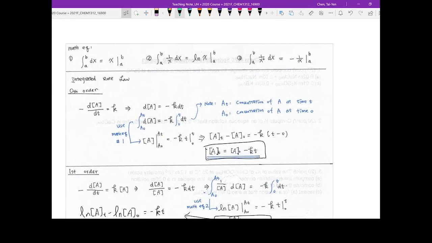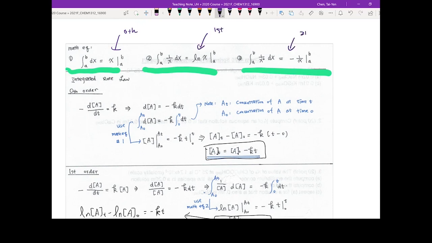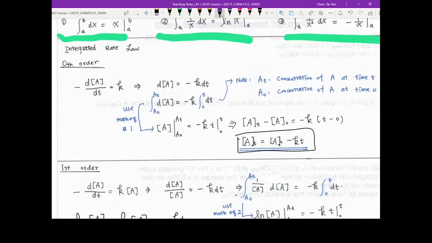So in order to go from the differential law to the integrated rate law, there are a few math equations that you need to get really familiar with, which I highlight here. This one is for the zeroth order. That is for your first order. That is for your second order. So for the zeroth order, when you write out the rate, the disappearing rate of your reactant can be written as the change of your A concentration over time. Because it's a disappearing rate, you need to put a negative sign in the front. So this is how you define the rate.